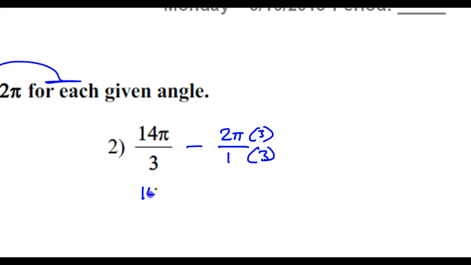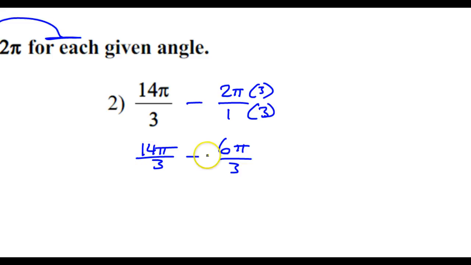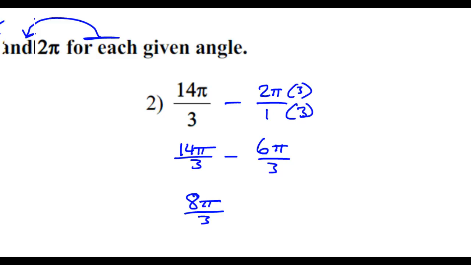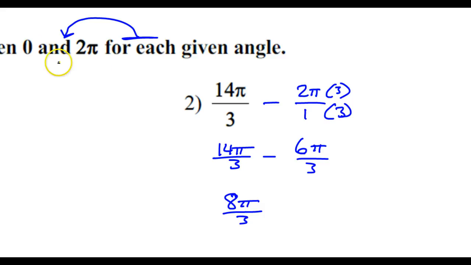So this is going to make 14 pi over 3 minus 6 pi over 3. Well, 14 minus 6 is 8 pi over 3. So we subtracted 2 pi, so this is definitely a coterminal angle. But is it between 0 and 2 pi? Is this less than 2 pi now?